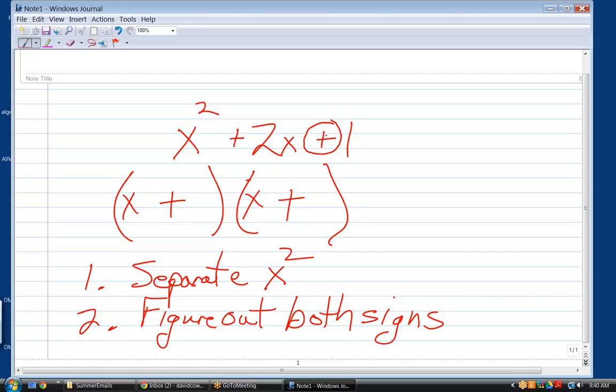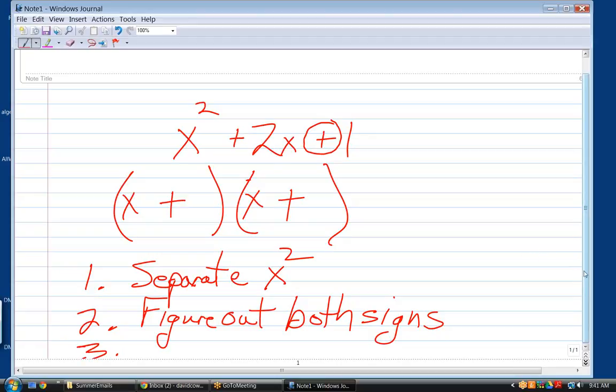If that were a negative sign, then it would have to be plus, minus. The fact that that's a positive sign means they both have to be the same, which means they are always whatever the middle sign is. In this case, because the middle sign is plus, and I know they both have to be the same, then it's plus, plus. That's step 2.